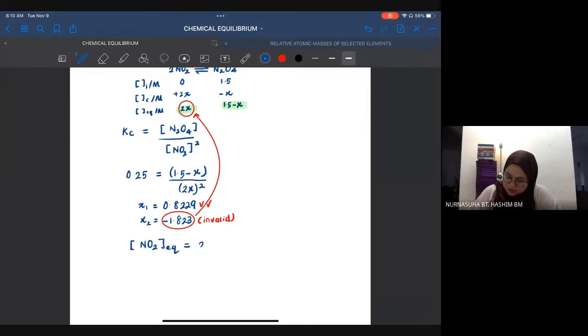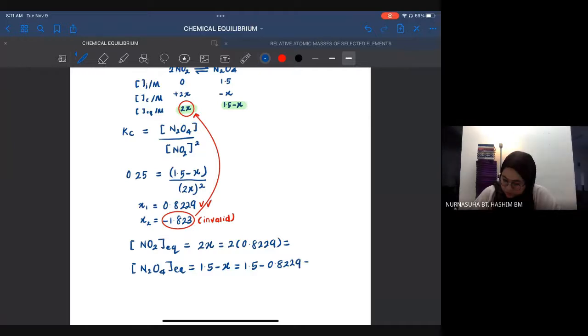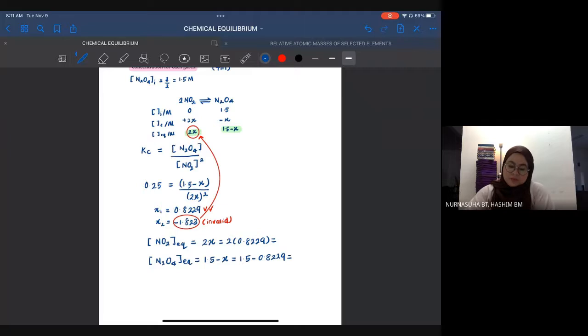So for NO2, the concentration is 2x, equals to 2 times 0.8229. Another one is N2O4 at equilibrium, which is 1.5 minus x. Okay guys, try kira sekejap. Here you should get 1.6458. Don't forget the unit, molar. Another one is 0.6771. Also don't forget the unit.